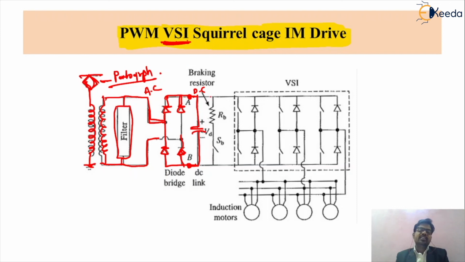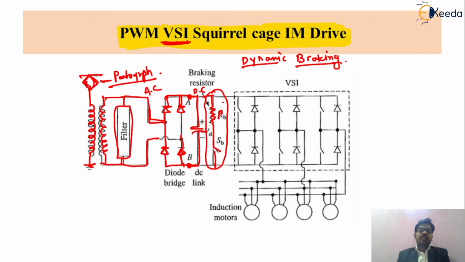Now this is the property of the PWM VSI squirrel cage induction motor: it provides you the facility of dynamic braking, because as we know it is a very important concept while we are selecting a drive for a particular purpose. So this squirrel cage induction motor provides one important property, called dynamic braking. For that we connect one braking resistor through switch SB. So what do you mean by RB?